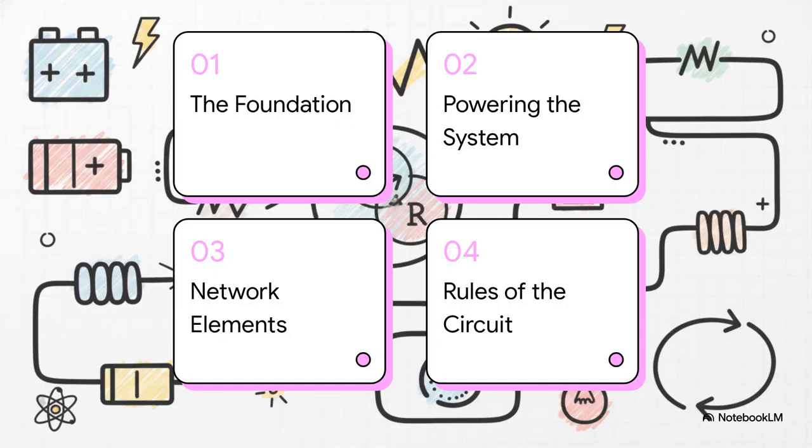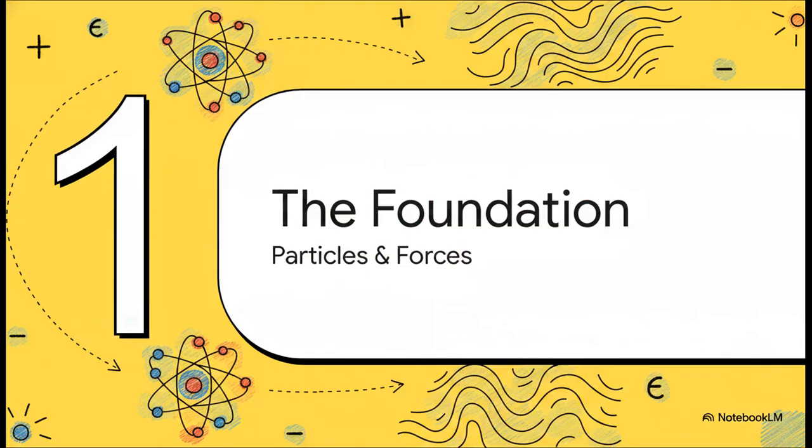All right, here's our roadmap for today. We're going to build this up progressively through 4 quick parts. Number 1, the foundation. Number 2, powering the system. 3, meet the network elements. And finally, number 4, the rules of the circuit. Let's jump in. Part 1, the foundation.